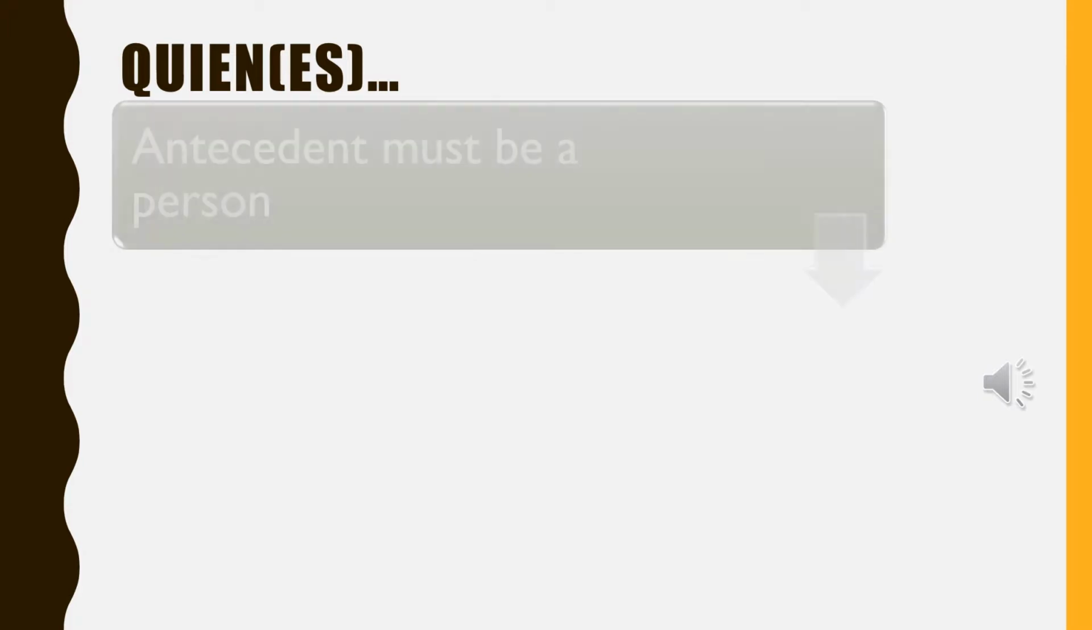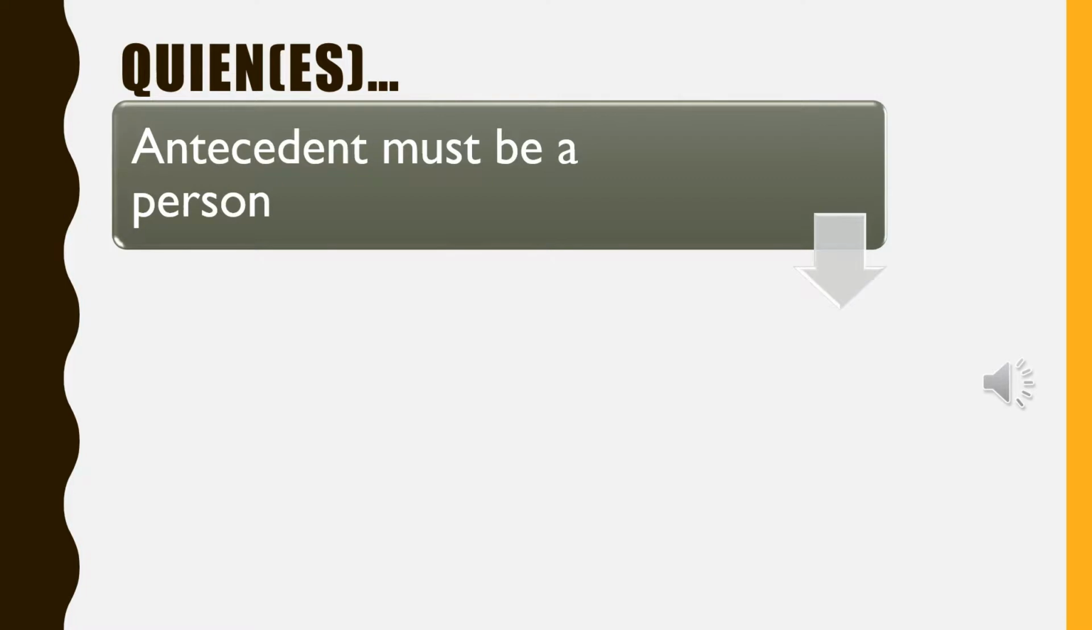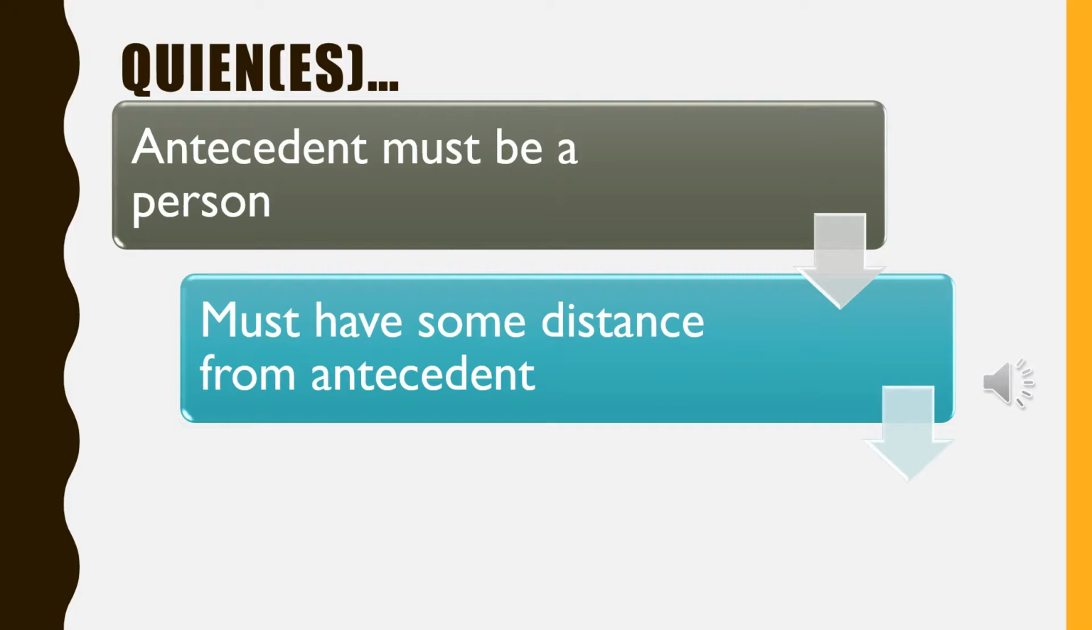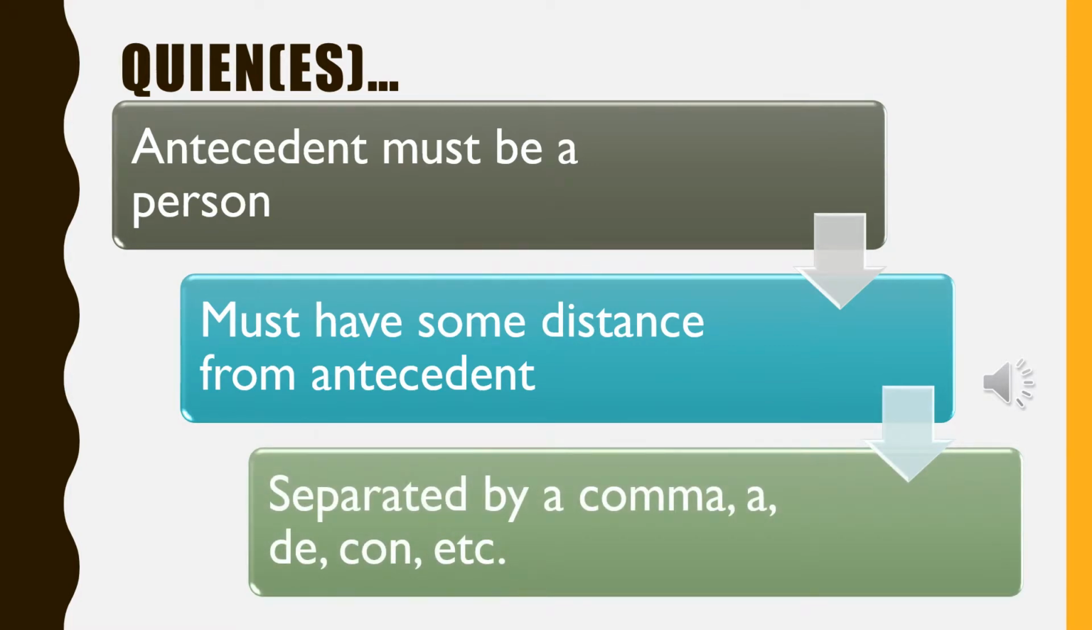Quien and quienes come after the antecedent, and the antecedent has to be a person to use this. You can't use quien and quienes with objects. Quien is used when your antecedent is a singular person, and quienes is used when your antecedent is more than one person. There has to be a little bit of distance between the quien and the antecedent because this is longer. Usually it's going to be separated by a comma, a, de, con, some preposition like that.